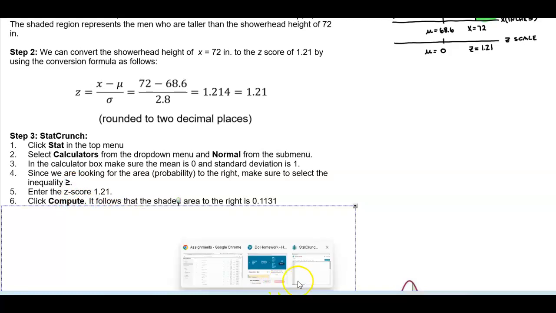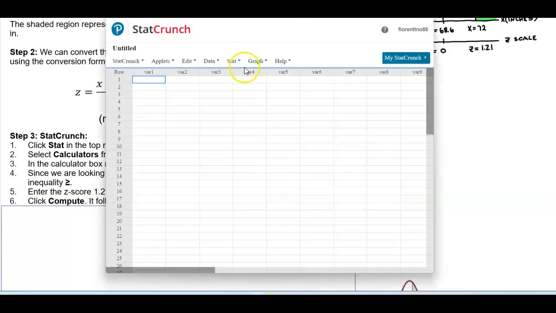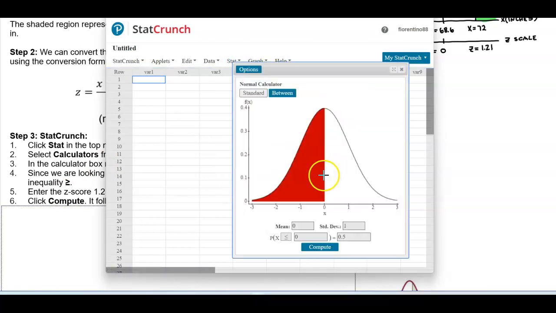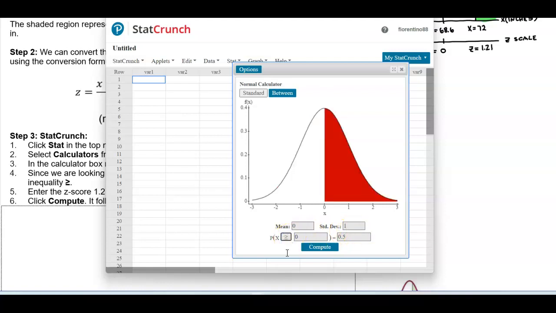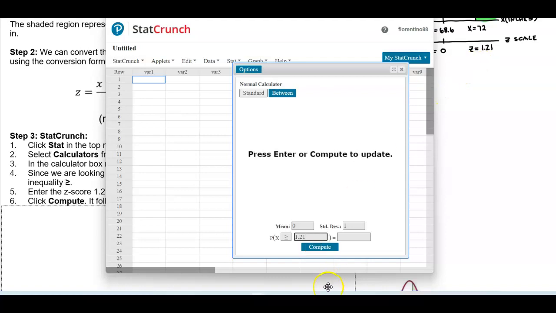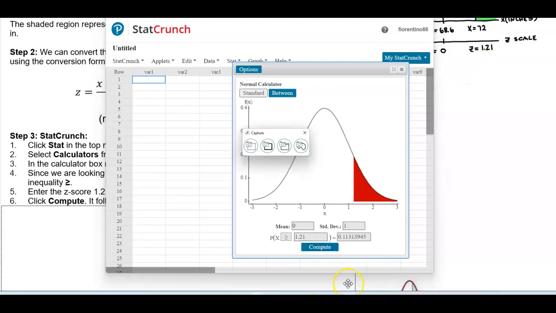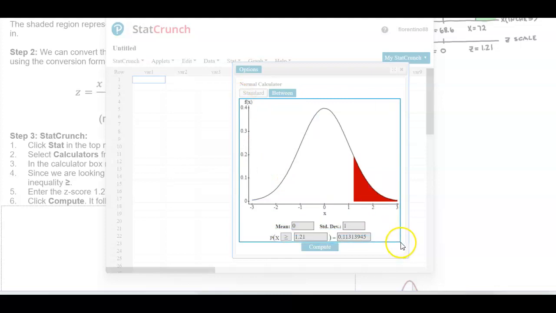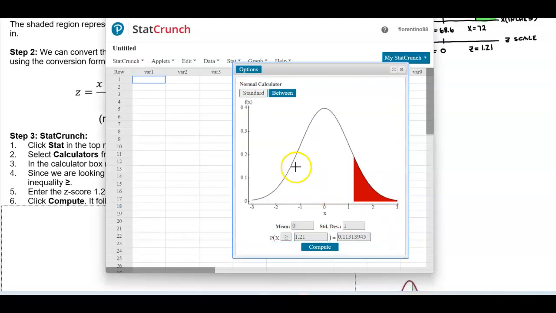So let's go ahead and do that. So open up StatCrunch. We're going to go to Stat, Calculators, and then go to Normal. We know that our mean is 0. We know our standard deviation is 1. And then we're going to go ahead and select greater than or equal to. And now we're going to put in the value of what we found for our z-score, which is 1.21. And then we're going to select Compute. So now you're going to be able to see what the picture looks like and how it compares to what we have.